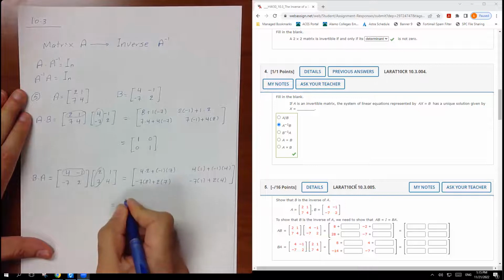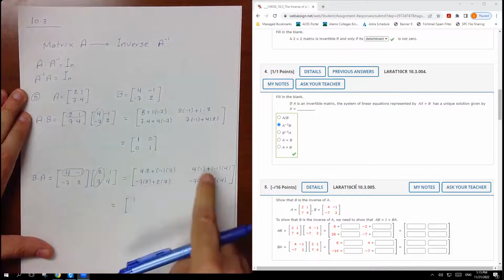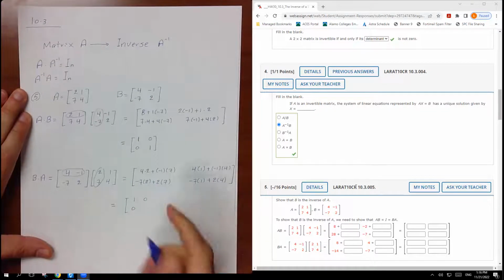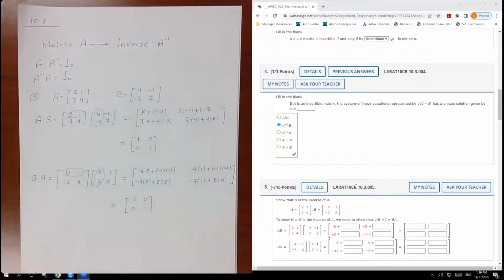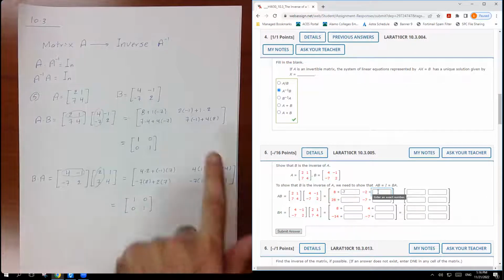Let's check the result for this one. 8 minus 7 is going to be 1. 4 minus 4 is going to be 0. Negative 14 plus 14 is going to be 0. And negative 7 plus 8 is going to be 1. So B times A is also going to be the identity matrix. That means B is the inverse of the matrix A. So we're going to type here 8 plus negative 7, because we have to type everything here, minus 2, and here is minus 2 plus 2.